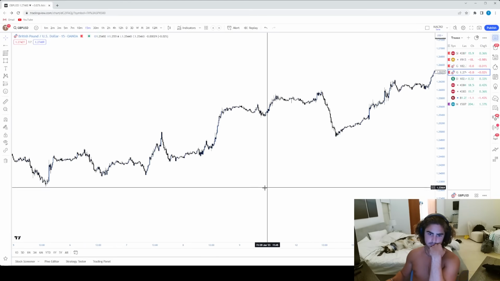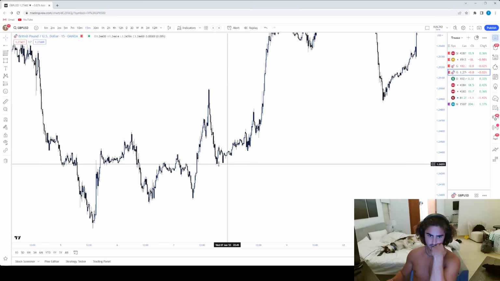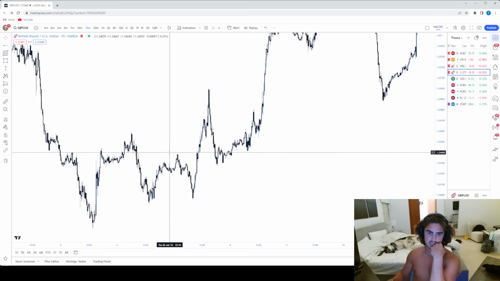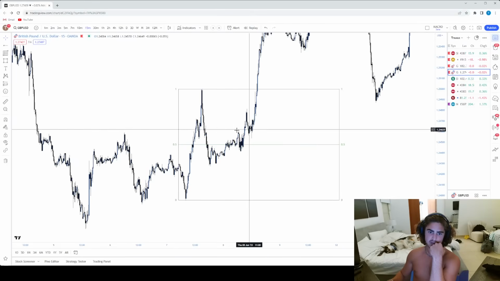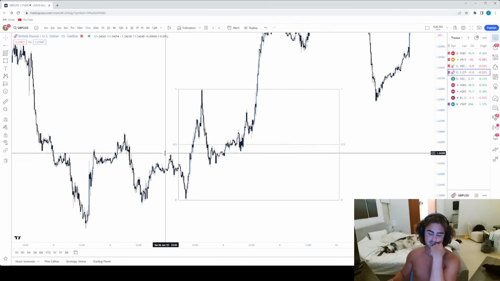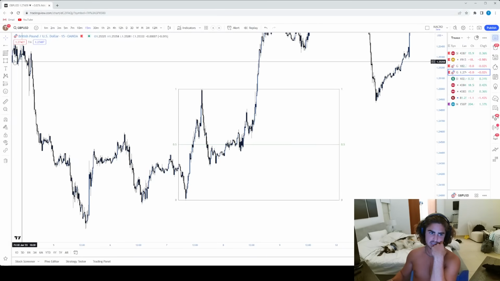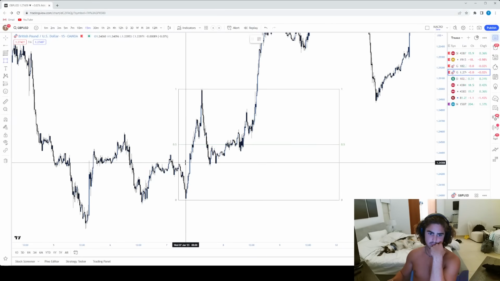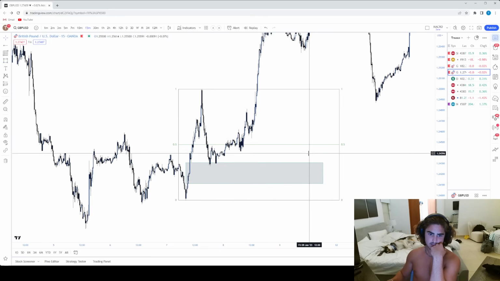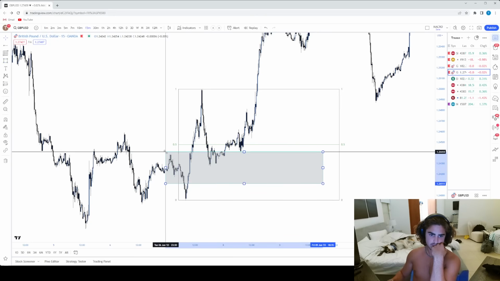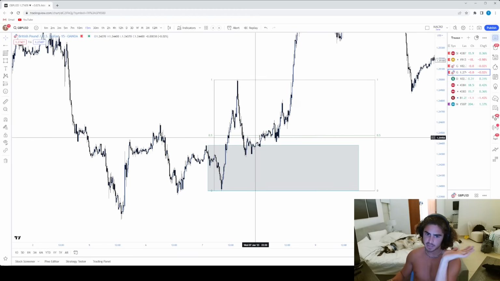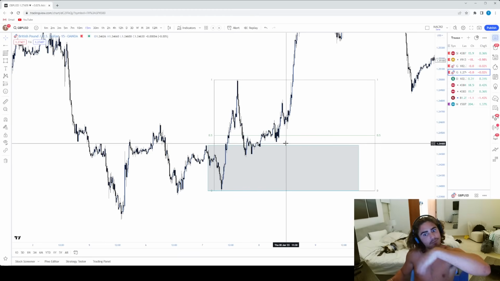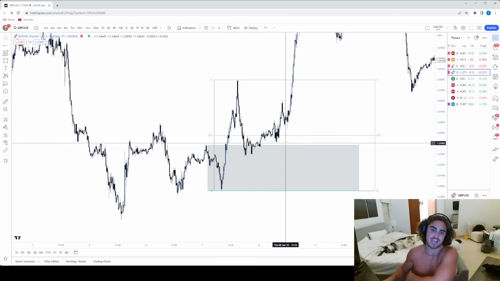Perfect, man. Right here, I can already see this is probably like an hourly break of structure. What does price do? Rips, breaks hourly structure, retraces, imbalance, also order block. On higher time frame, you're starting to see how we can piece all these things together. Everything works together.